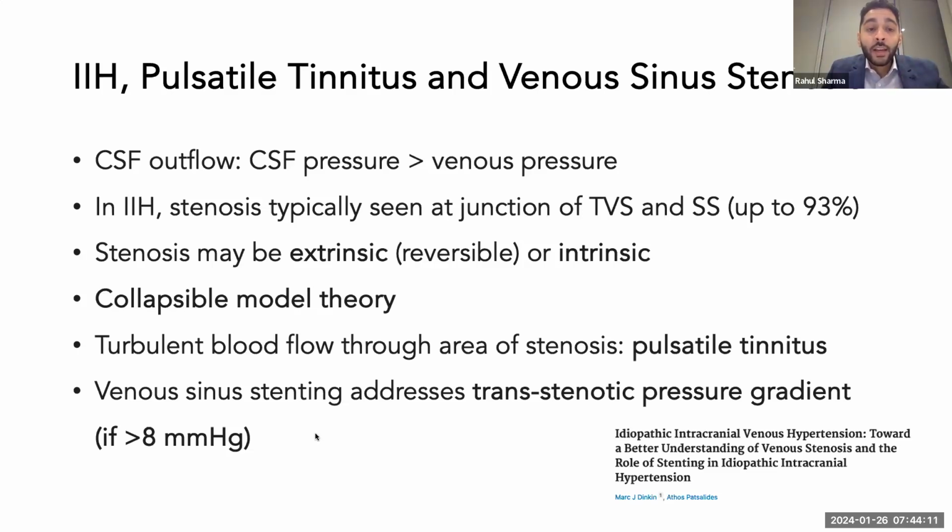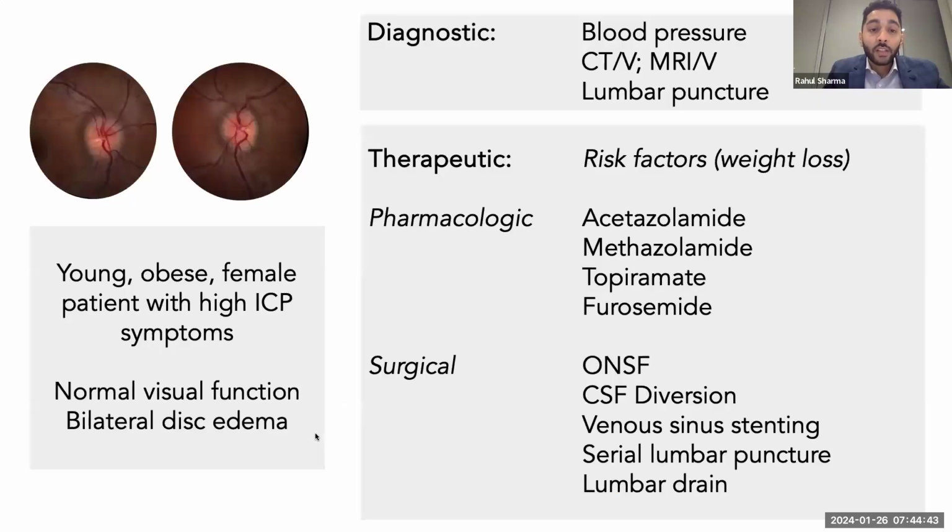We hope to disrupt that positive feedback loop by bringing down the ICP, either pharmacologically or with a surgical intervention. The one that is specific to the venous sinuses is venous sinus stenting. This is still only 2 decades old, but it's becoming more and more common. If we can demonstrate a transstenotic pressure gradient, perhaps a stent can be inserted there in order to address this underlying pathophysiology. As a point of added interest, we're accustomed to asking about pulsatile tinnitus, and what we're really asking about in IIH patients is whether or not they're experiencing a bruit from the accelerated and turbulent blood flow through this area of venous sinus stenosis.